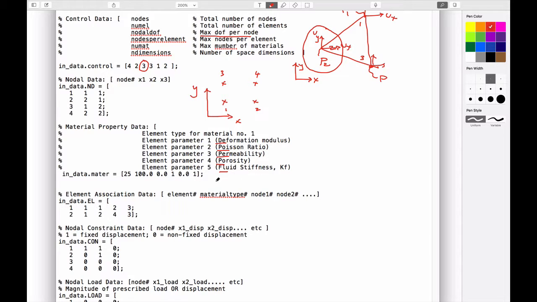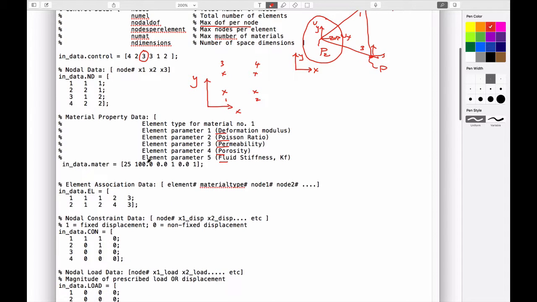There's no reason we can't supply more than 5 parameters, but we need to be able to define those. And this, of course, in MATLAB is just the comment that goes with it. So deformation modulus is 20. So now, the element number is 25. Deformation modulus is 100. Poisson ratio is 0. Permeability is 1. Porosity is 0. And fluid stiffness is 1.